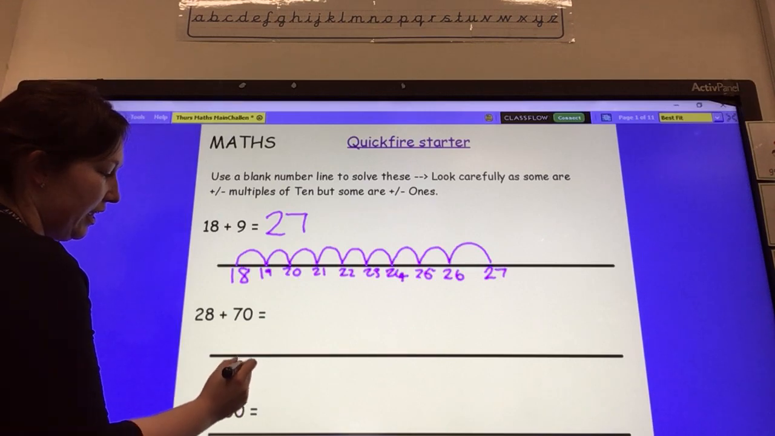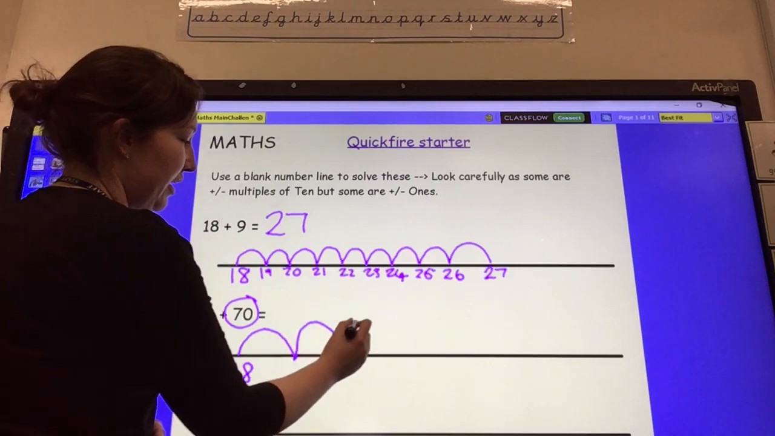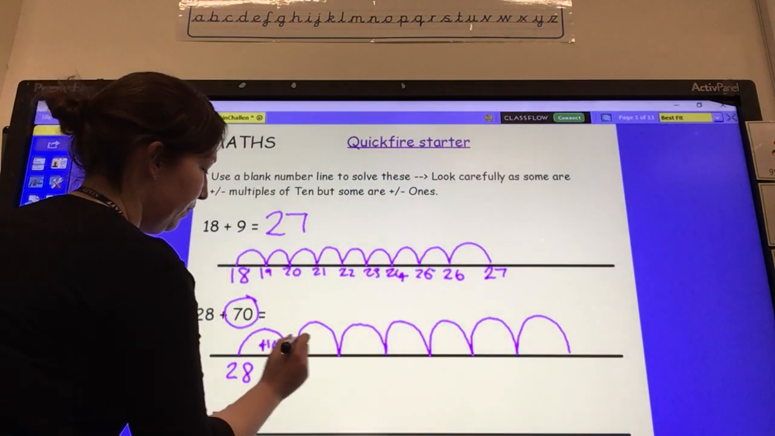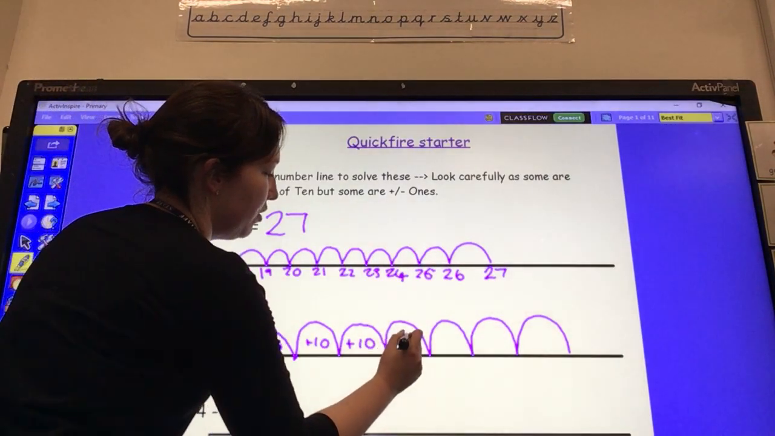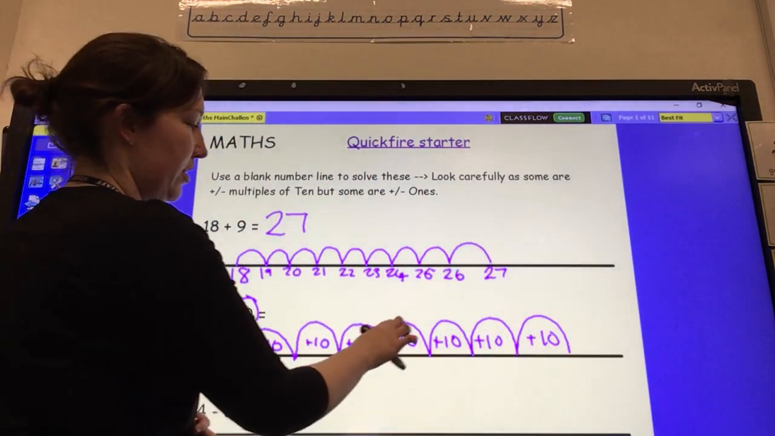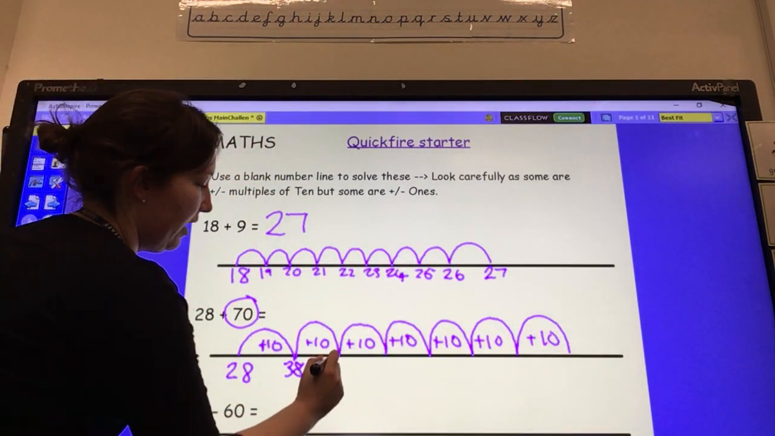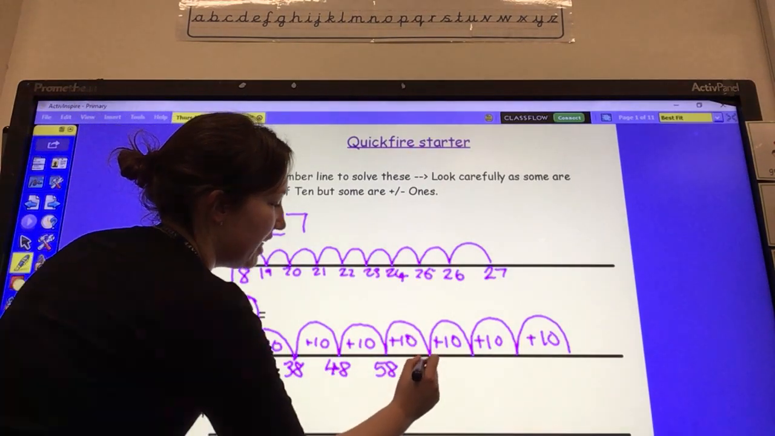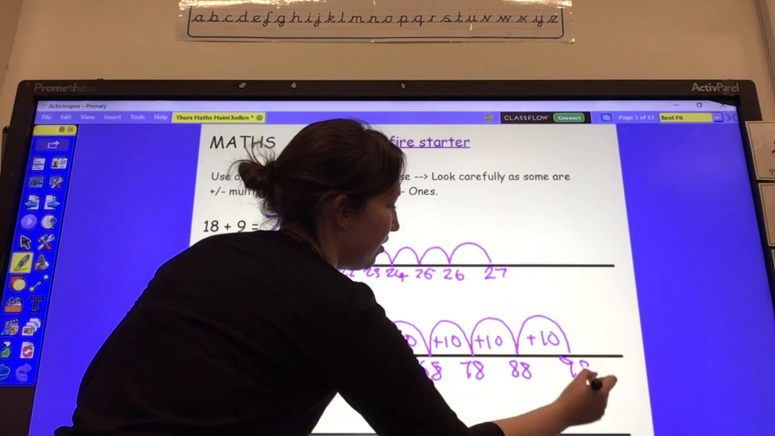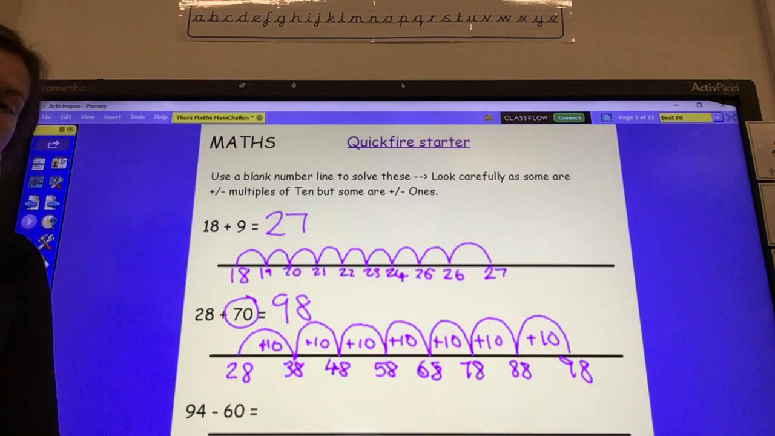28 add 70. Now this time we are jumping on in jumps of 10 because we're adding 70. So 10, 20, 30, 40, 50, 60, 70. It'd be a good idea to label it with the fact that you are adding on 10s to remind you. So let's see what we would land on. 28, 38, 48, 58, 68, 78, 88, 98. So well done if you correctly worked out the answer of 98.